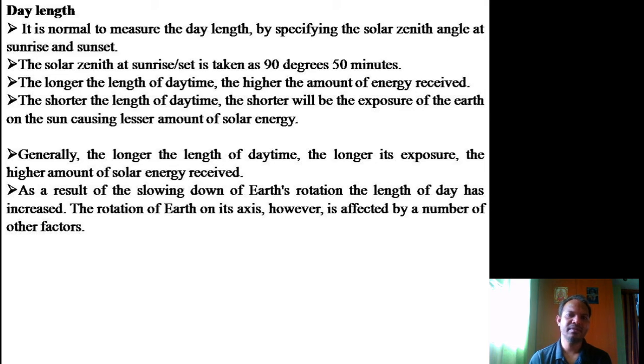As a result of the slowing down of Earth's rotation, the length of the day has increased. The rotation of the earth on its own axis, however, is affected by a number of other factors.